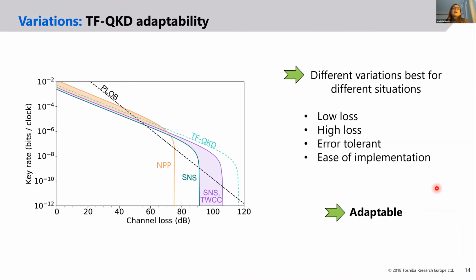So my point in looking at all of these variations is to see the fact that Twin-Field QKD is quite an adaptable protocol. So we have variations that are better for lower loss, variations that are better for higher loss. And then depending on your implementation, so maybe your channel is a bit more noisy, then you can use a more error tolerant protocol like the SNS. Or if it's not very easy to do phase post-selection, then maybe you want to implement the NPP protocols. So it is a very adaptable protocol.